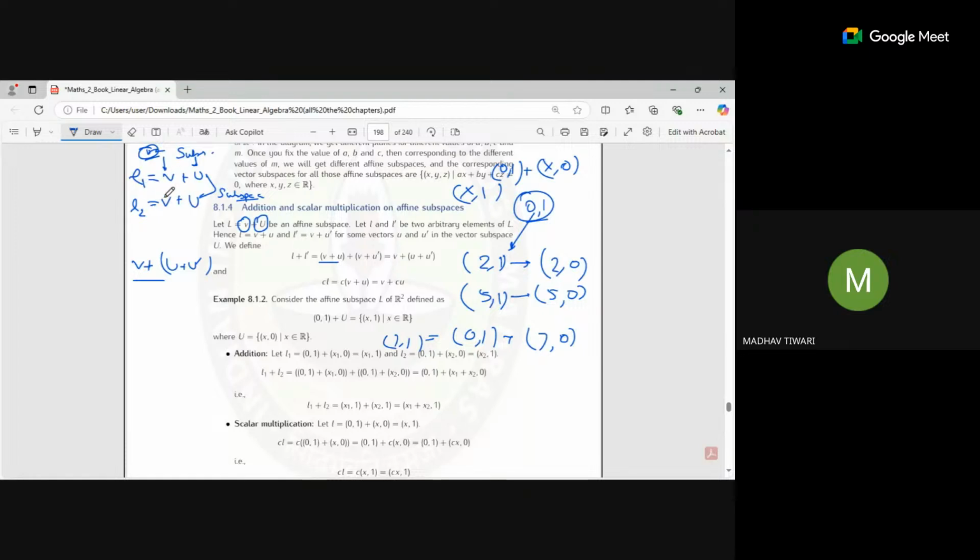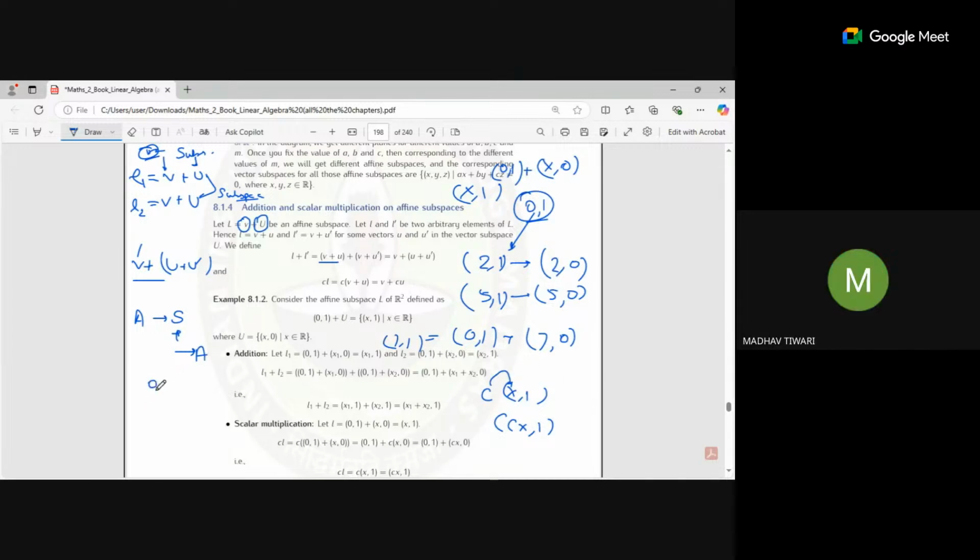Basically, what we are doing is converting the affine subspace to a simple subspace, doing the addition and multiplication there, and then converting it back to affine. This is basically the pathway. Same here: when we are doing multiplication, suppose I want to multiply this vector x comma 1 with some constant c. What I will do is multiply x by c and keep the 1, so cx comma 1. What can I write for this?